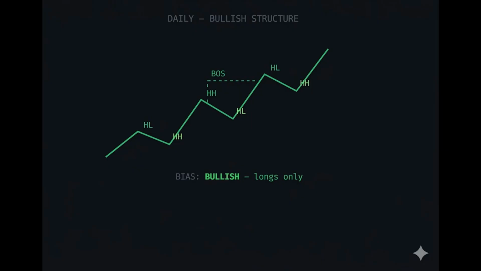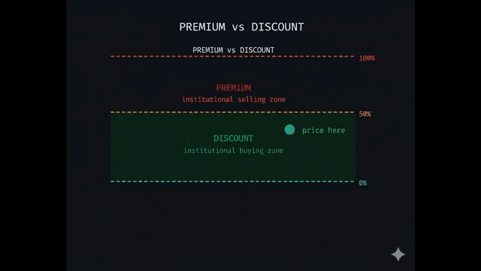You do this by identifying the most recent break of structure and the most recent change of character. If the last BOS was bullish and the most recent swing structure shows higher highs and higher lows, your bias is bullish. You are only looking for long setups until the structure changes. Full stop.